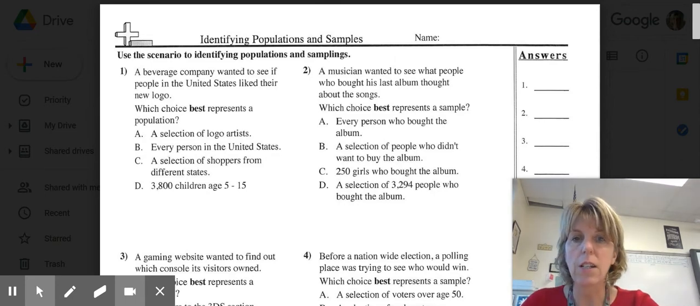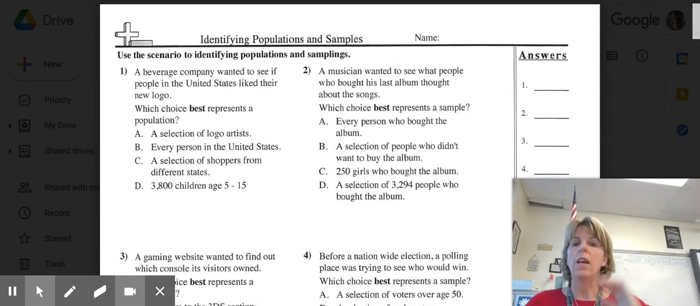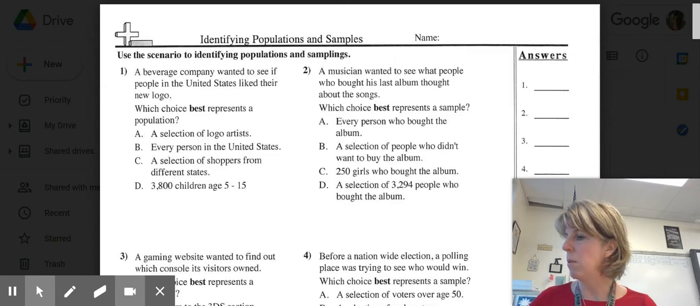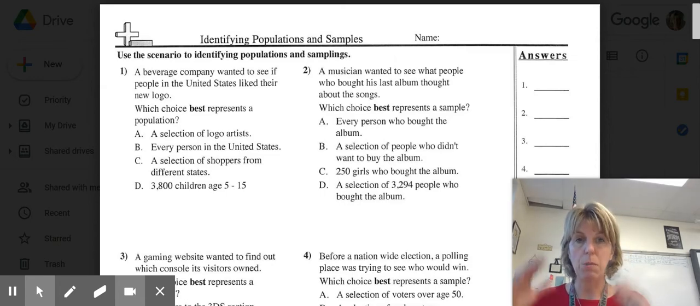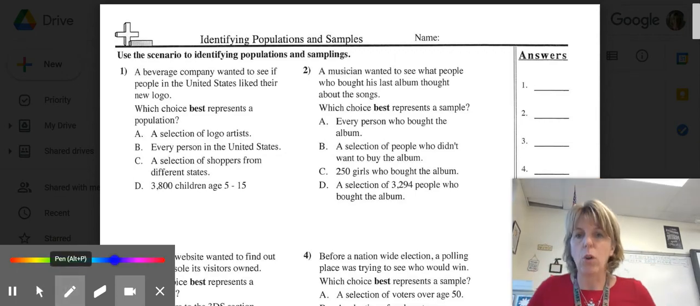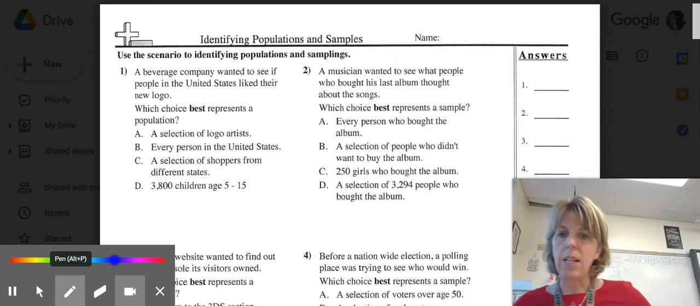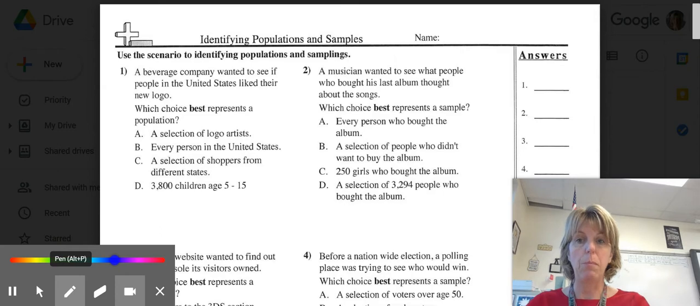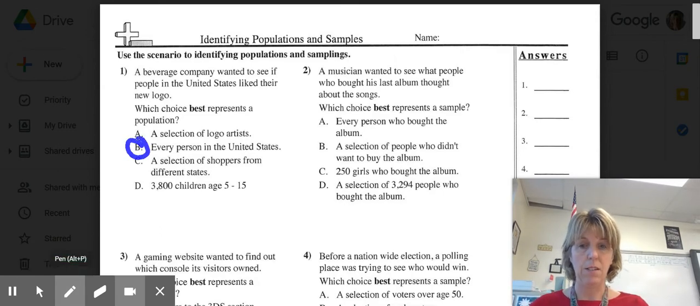All right, so let's take a look at these examples on the screen. The first one says a beverage company wanted to see if people in the United States liked their new logo. Which choice best represents the population? The population is the larger group. Would it be a selection of logo artists, every person in the United States, a selection of shoppers from different states, or 3,800 children ages 5 to 15? In this case, the population, the larger group, is going to be B, every person in the United States.